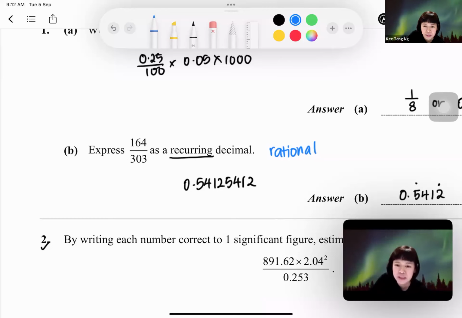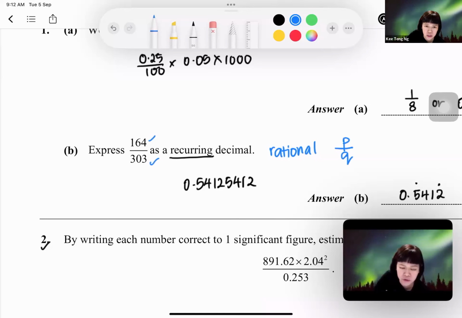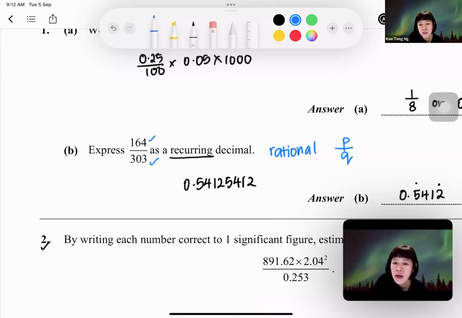A rational number is a number that can be expressed as a fraction with integers p over q, where p and q are both integers. So as you can see, it can be expressed as a fraction, where 164 and 303 are integers. Rational numbers also have another type, which is a recurring decimal, numbers that do not end but have a repeating pattern. These are considered rational numbers.